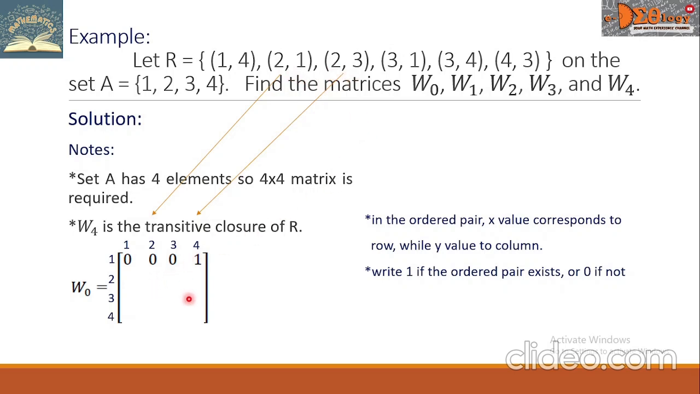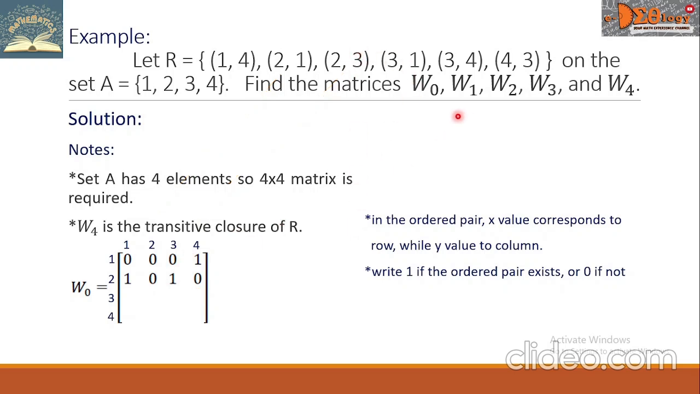Look at the second row. We write here now 1, 0, 1, 0. The number 1 here corresponds to (2, 1). The number 1 here corresponds to (2, 3). And we write 0 for those missing ordered pairs.